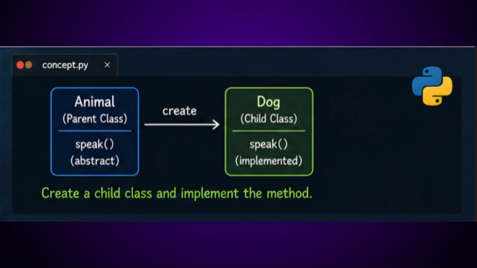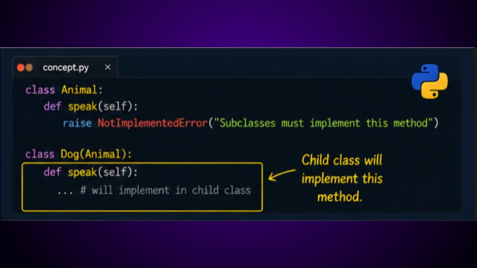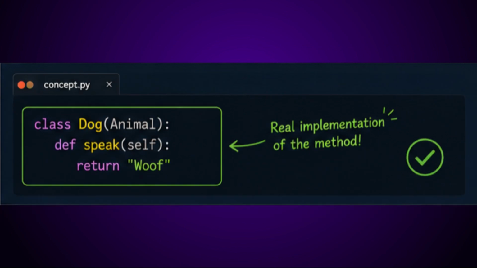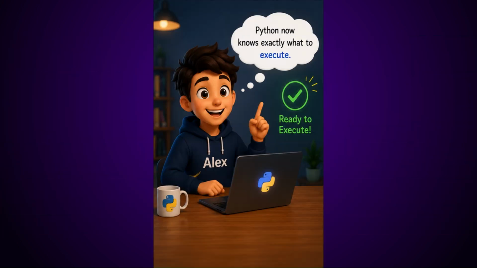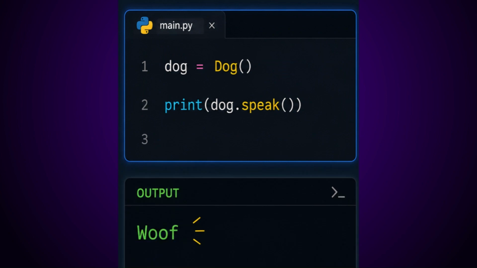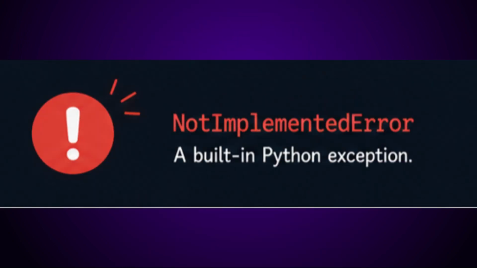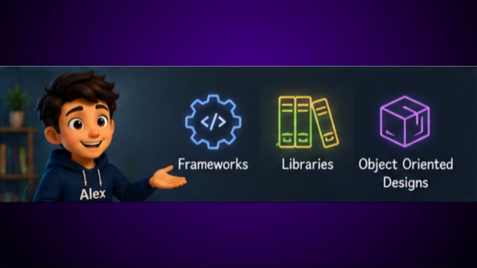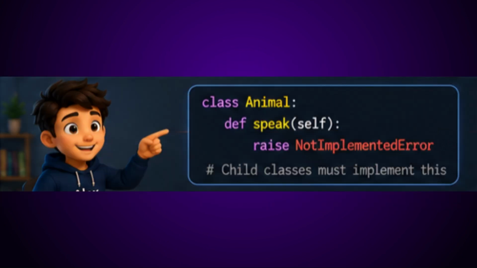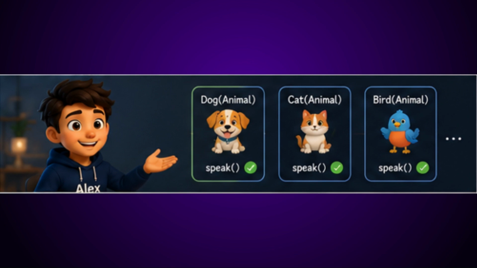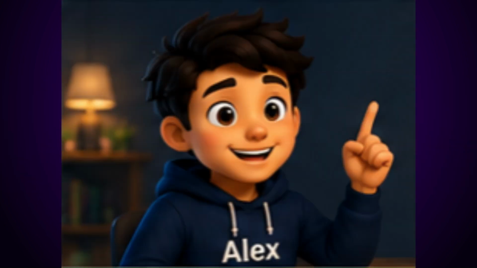The correct approach is creating a child class and implementing the method. Now the method has a real implementation. Python now knows exactly what to execute. NotImplementedError is commonly used in frameworks, libraries, and object-oriented designs. It acts as a reminder that child classes must provide their own implementation.